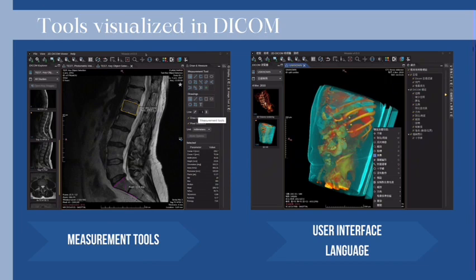Okay, next, these are example tools that can be used in DICOM. First one is measurement tools. As we can see here, we can use many shapes to measure, for example, cancer or tumor, and also we can measure angles, for example, Cobb angle in a patient with scoliosis. Next, DICOM also has many user interface languages. For example, as we can see here, this is Chinese language, but also this is English language. Other than these two languages, DICOM has a variety of languages that can be used according to the physician's mother tongue.